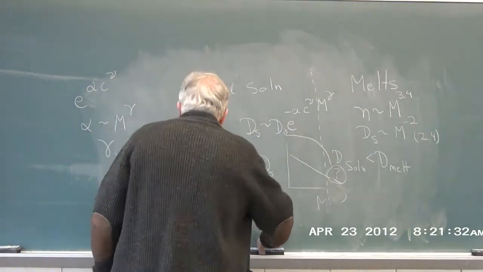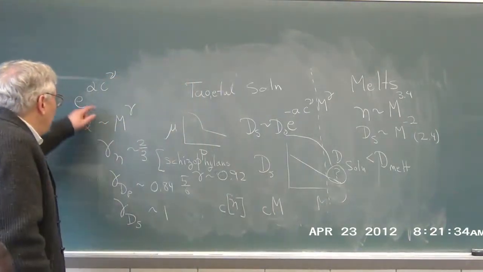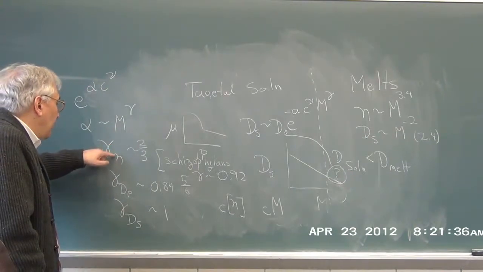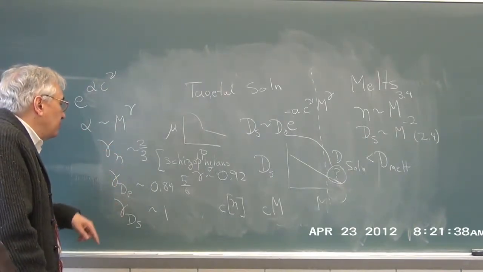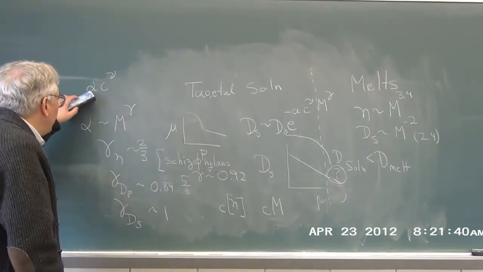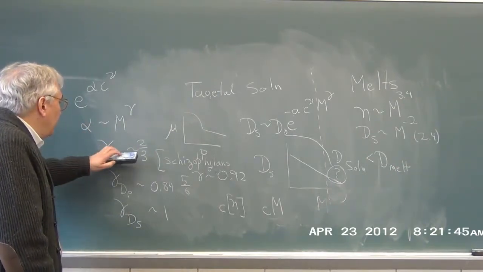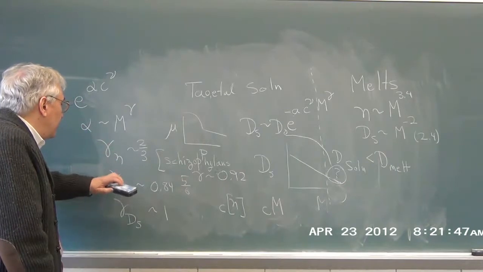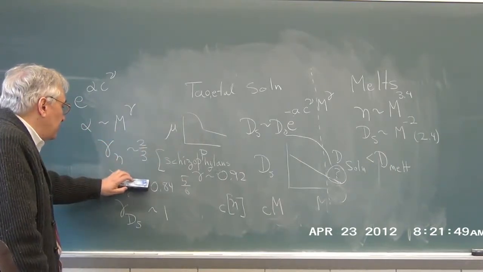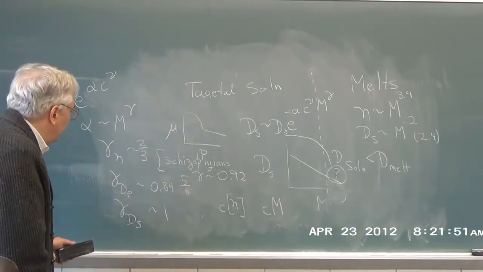Okay, so that is what we find, and their exponents aren't the same. That is, alpha does depend on polymer molecular weight, and it depends on polymer molecular weight to slightly different extents for the viscosity, for probe diffusion, and for self-diffusion.